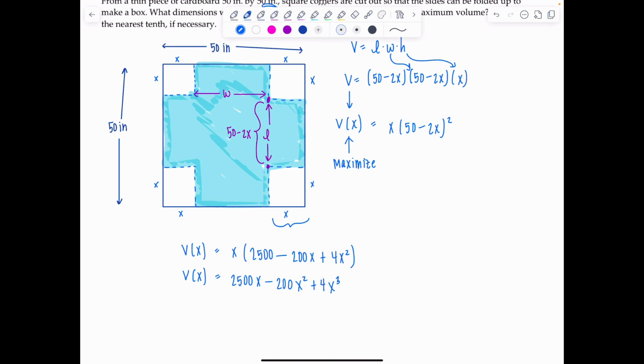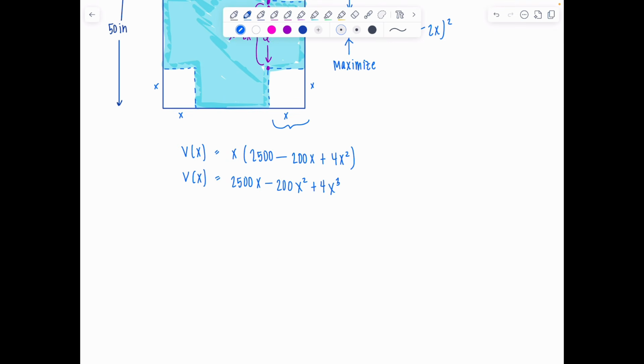Good? Okay, so now we're on a hunt for critical values, so we need to take the derivative. So V prime of x, good thing they gave us a relaxing polynomial: 2,500 minus 400x plus 12x squared. Critical values come from where the derivative equals 0 and where it doesn't exist. This is just a polynomial, so it's going to exist everywhere. I just want to find its zeros. So let me set this equal to 0, and let's put it in descending power so it's a little easier to work with. 12x squared minus 400x plus 2,500 is 0.